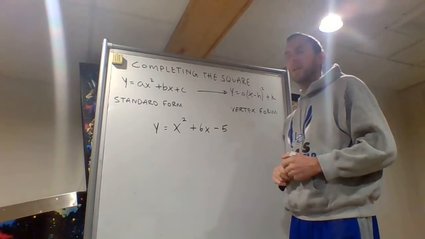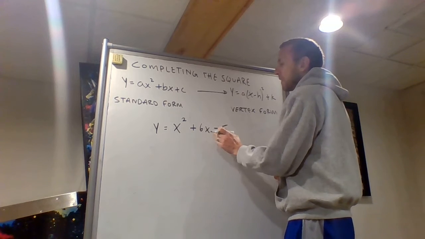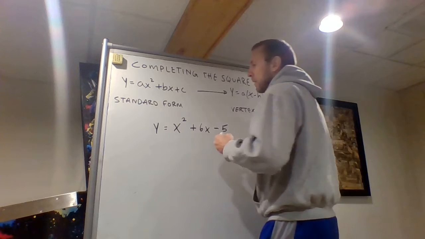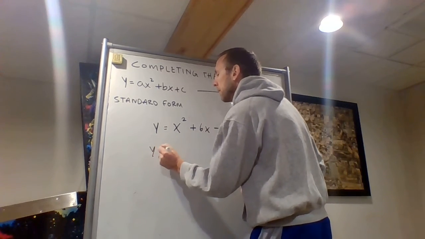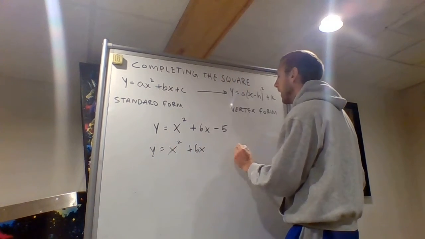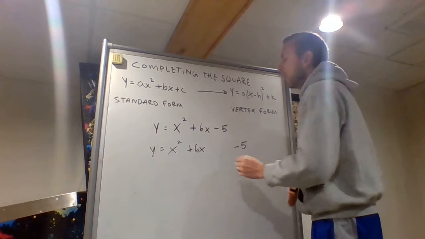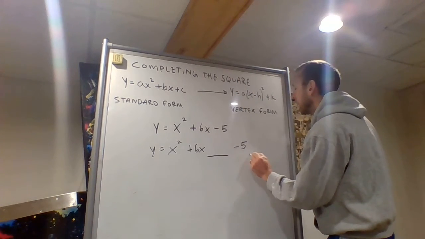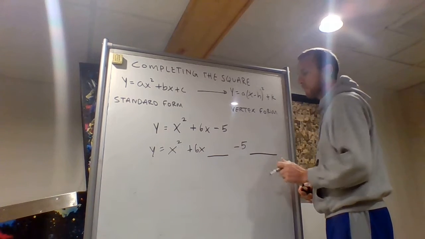So the first thing I'm going to do is rewrite this equation, but I'm going to leave a space between the 6x and the -5. So all I'm going to do is rewrite it: y equals x squared plus 6x, and I'm going to slide the -5 over. Okay, that's the first thing you need to do. We're going to leave a space here, and I'm also going to draw an underlined space right here. Okay, we're going to have two blank spaces.